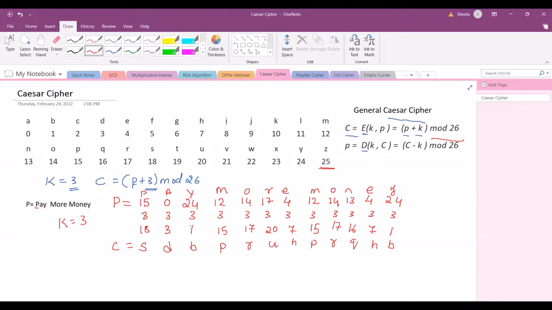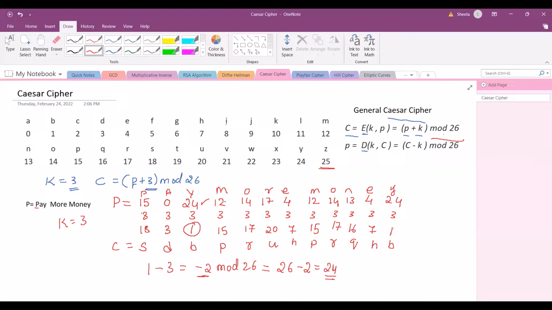So 1 minus 3 is equal to minus 2 mod 26. Why do we have to take mod? Because minus 2 is not assigned to any of the alphabets. So as a result, we need to take mod 26. How can I get the mod value? It is equal to 26 minus 2, which is nothing but 24. So now we can observe that whenever the ciphertext is 1, the corresponding plain text is 24.